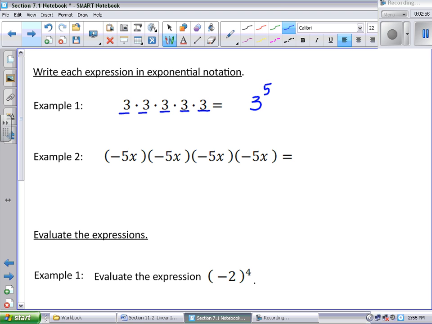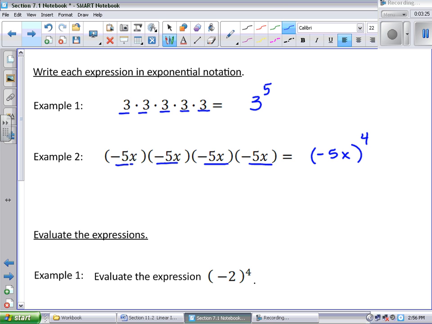In example 2, if we look at what's being multiplied, negative 5x times negative 5x times negative 5x, in parentheses, negative 5x, all of that is what our base is. We need to use the parentheses to identify that as our base. And then how many times do we have that? 1, 2, 3, 4. So our exponent is 4.